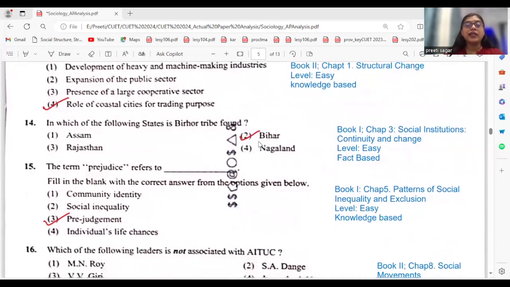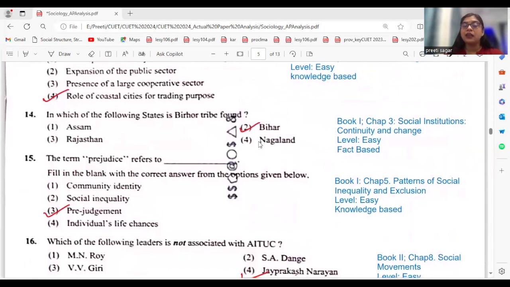In which of the following states is the Birhor tribe found? That is Bihar. It is a factual question. Bihar is the right answer, option 2. The term prejudice refers to prejudgment. So option 3 is the right answer.